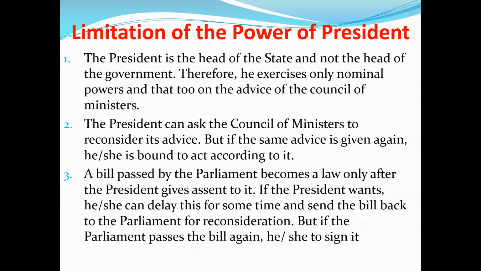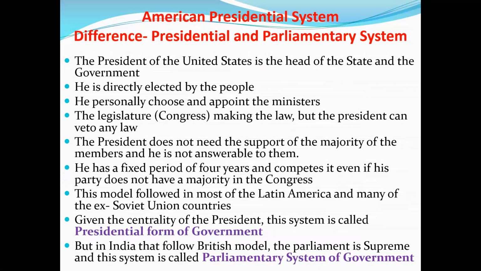So in our country, the President of India is just a nominal head, with actual power in the hands of the elected representatives. We also know about some differences between the American presidential system and the Indian parliamentary system. The President of the United States is the head of the state and the government, both.